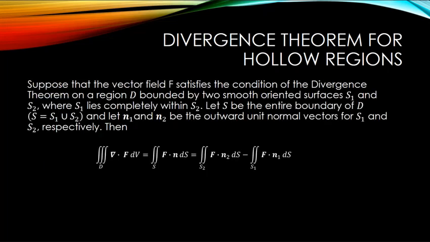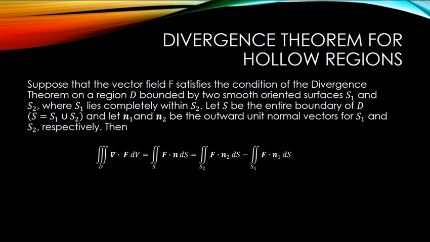Now let's suppose that my vector field satisfies the condition of the divergence theorem on a region D bounded by two smooth oriented surfaces S sub 1 and S sub 2, where S sub 1 lies completely within S sub 2. We'll let S be the entire boundary of D, meaning S is equal to S sub 1 union S sub 2, and we let n sub 1 and n sub 2 be outward unit normal vectors for S sub 1 and S sub 2 respectively.